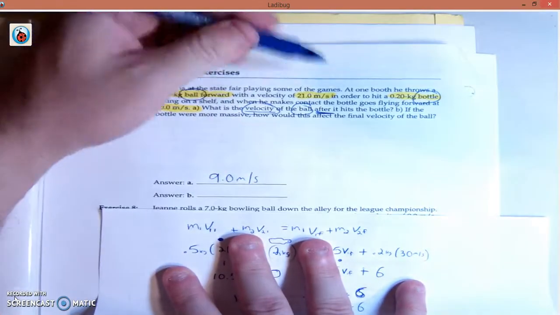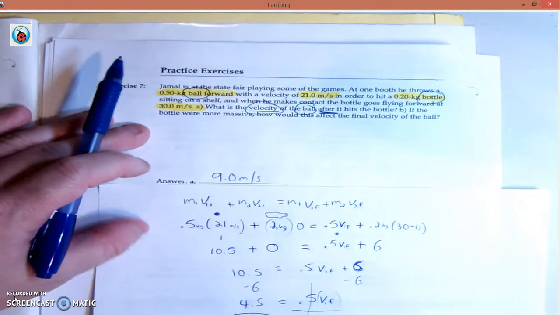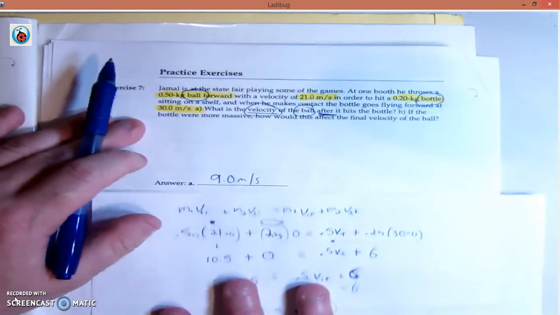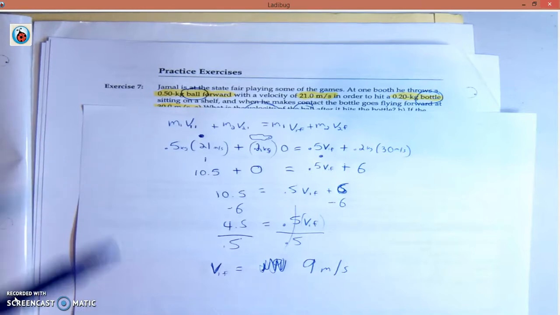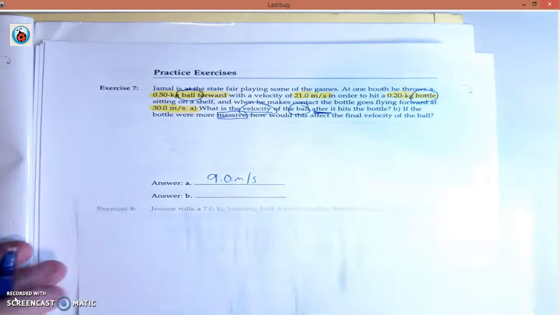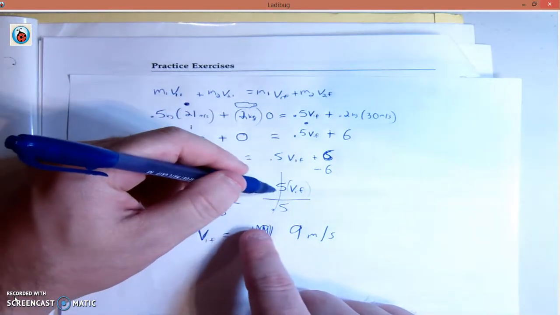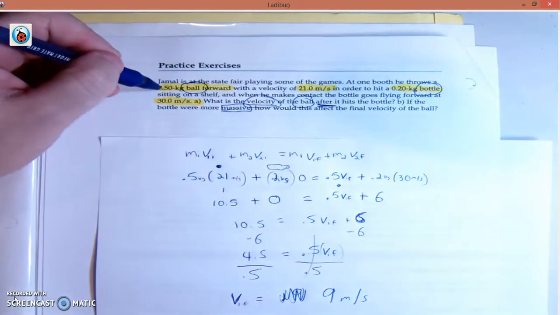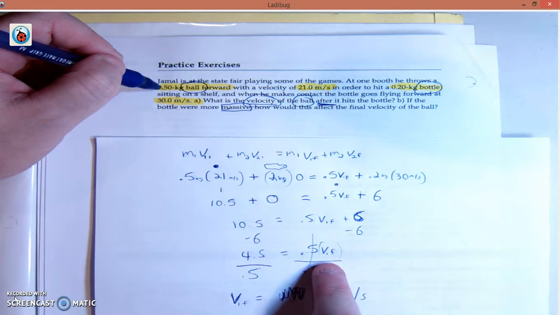Answer B, if the ball were more massive, how would this affect the final velocity of the ball? Well, remember, if the ball were more massive, let's look back at our formulas. So we're going to check it. At the end of our equation, we had 0.5, which was, remember, the mass of the ball. We had to divide that over, and that was the final velocity of the ball.